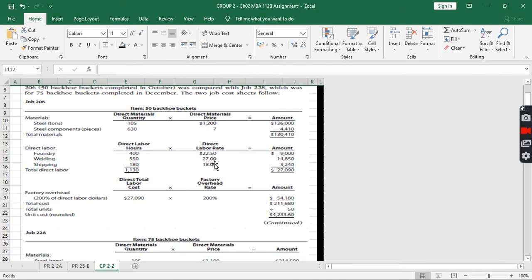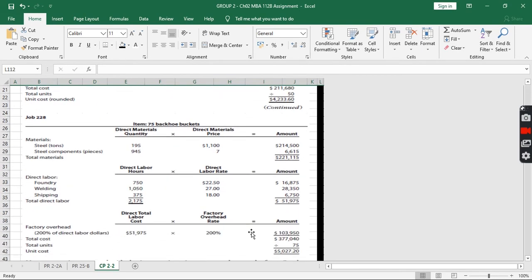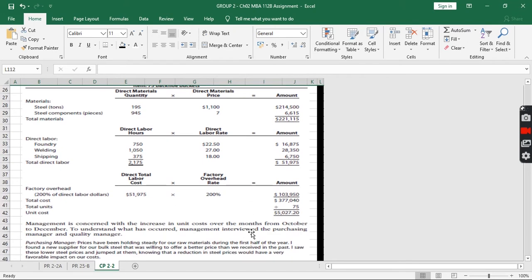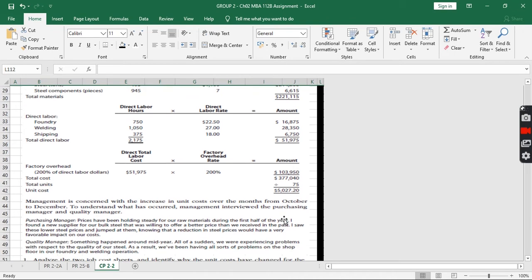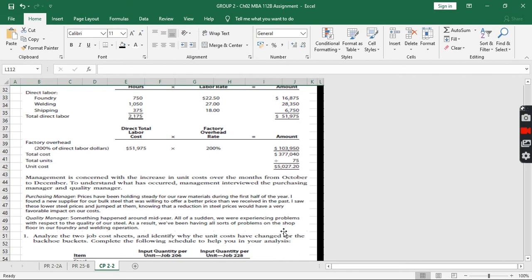Job 206 with unit cost amounting to $4,233.6, and for our 75 backhoe buckets, job 228, the unit cost amounted to $5,027.20. Management is concerned with the increase in unit costs over the months from October to December. To understand what has occurred, management interviewed the purchasing manager and quality manager.